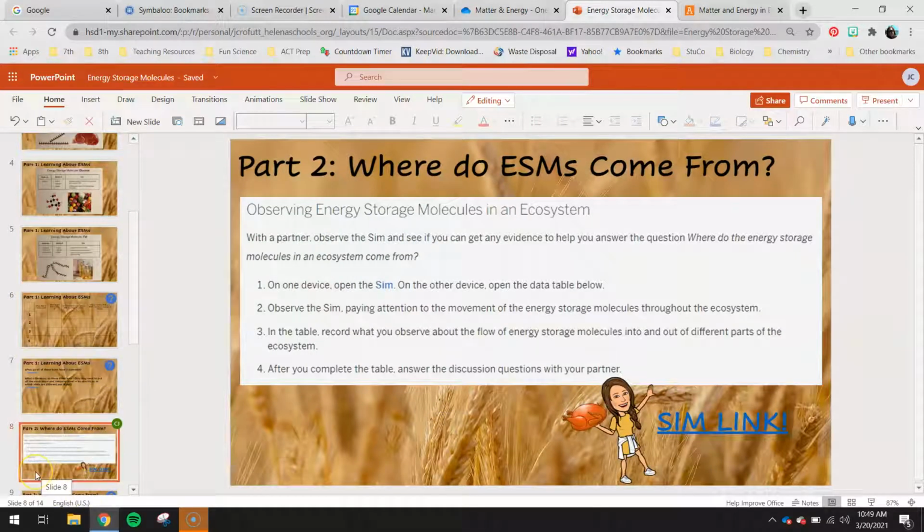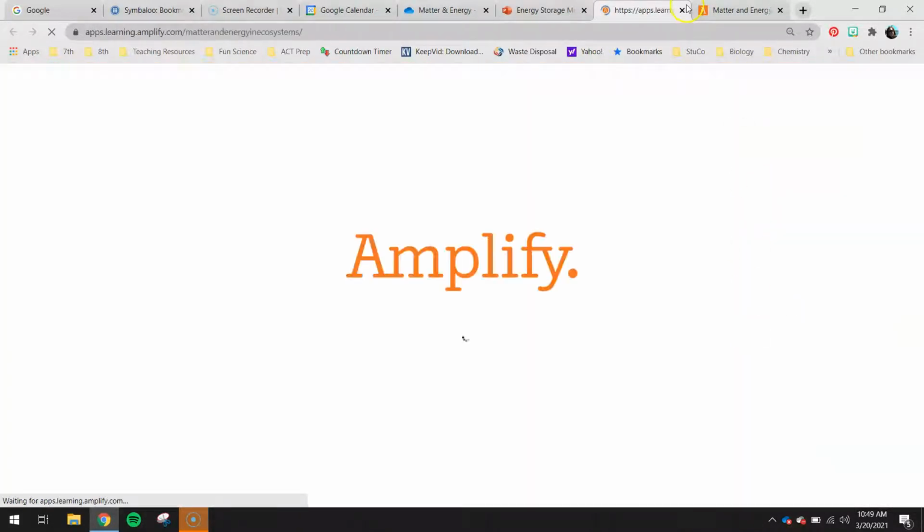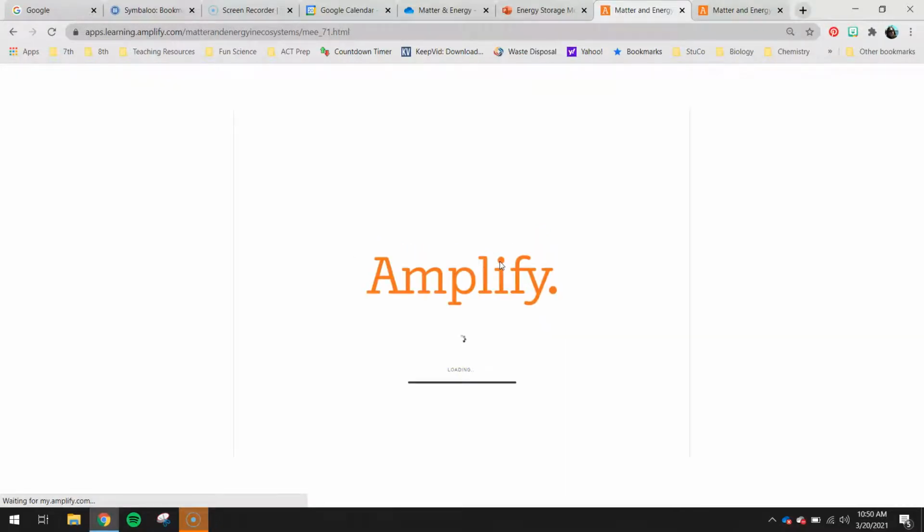You are going to use the sim to study ESMs in an ecosystem. So you will right-click and open up your link, and it will take you into the matter and energy sim. No, we are not using the iPad, unless, of course, you are using an iPad at home. Okay, and once you get this open, I want you to pause this video and mess around with the sim for about 5 minutes just to figure out how we use it.